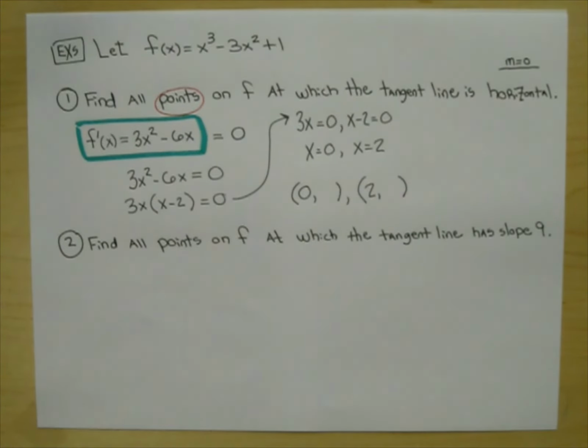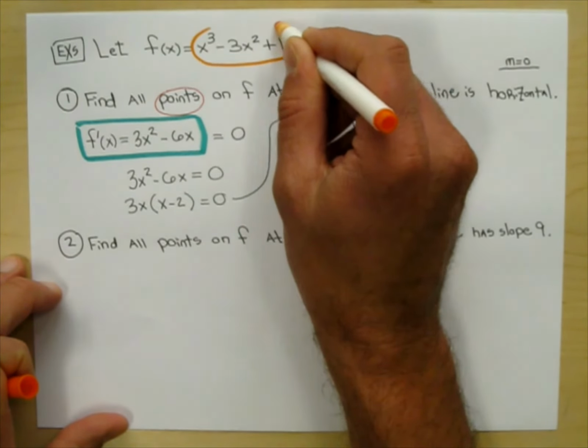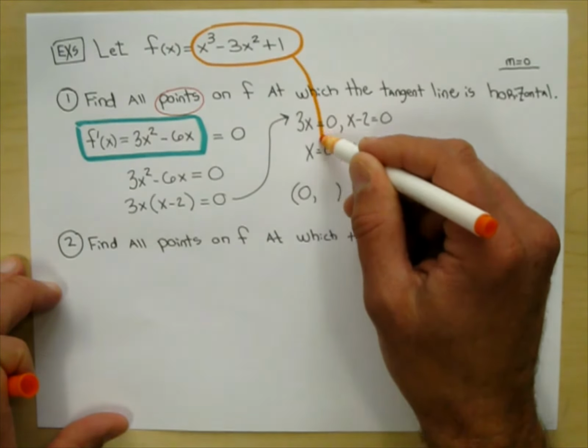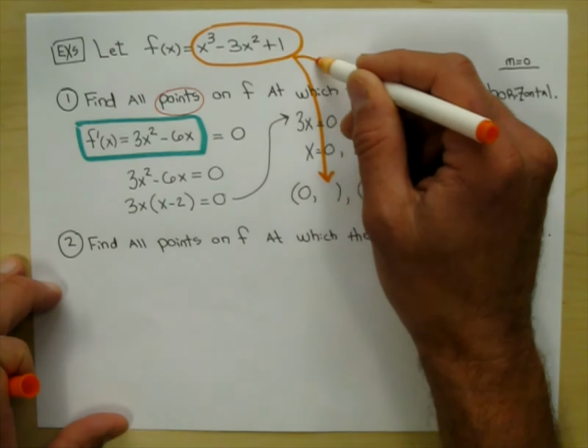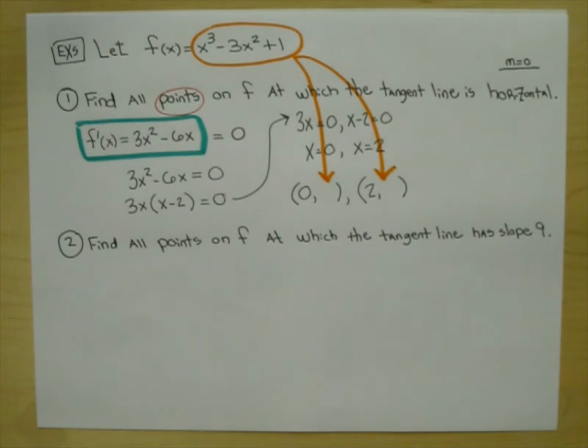Now, how do I get the y values? The y values are gotten by plugging the x values in there, and these should give you some nice y values. I know I'm writing over my work there, and that upsets the perfectionist. Oh well, what are you going to do?